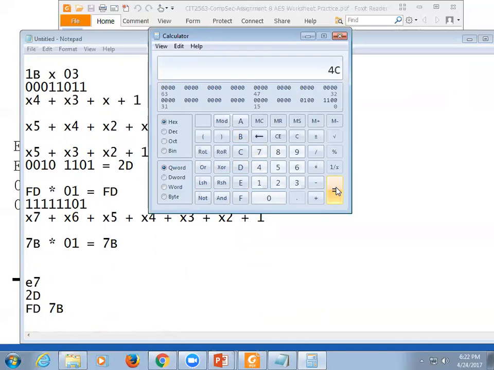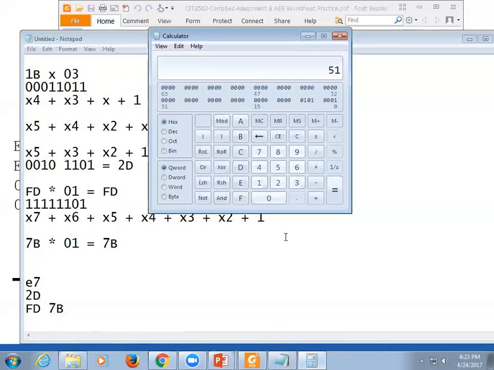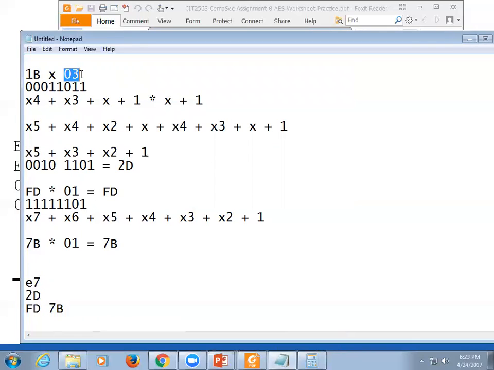Hey, can you do 1B times 03 in the calculator? We did that one, but we got 2D. I don't know why it's different. That's why I said the calculator is not always right. It's the 03 that causes issues with it. It just will not always work, so not only will it be wrong sometimes, but also randomly.